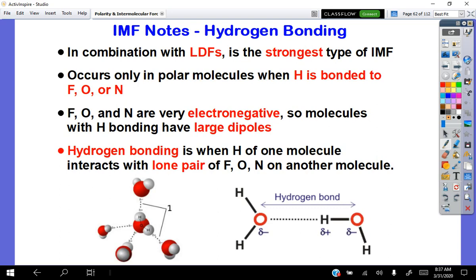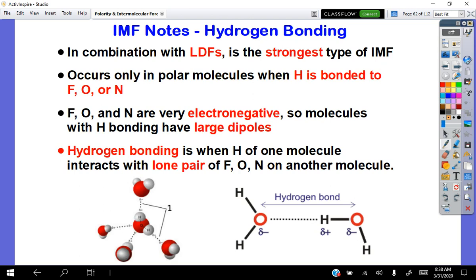The third type of intermolecular force that we're going to look at is called hydrogen bonding. In combination with London dispersion forces, it is the strongest type of intermolecular force. It occurs only in polar molecules, and they have to have a certain feature in the molecule. H must be bonded to an F, an O, or an N. So fluorine, oxygen, or nitrogen. Because fluorine, oxygen, and nitrogen are very electronegative, the molecules that have H bonding have very large dipoles.